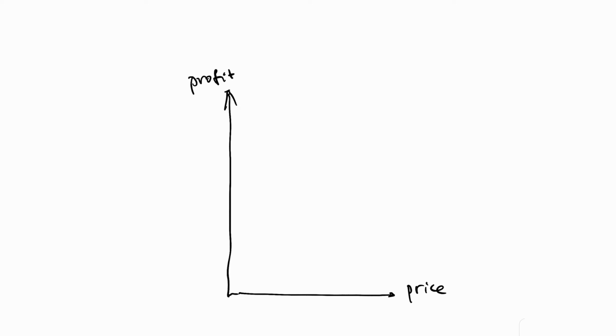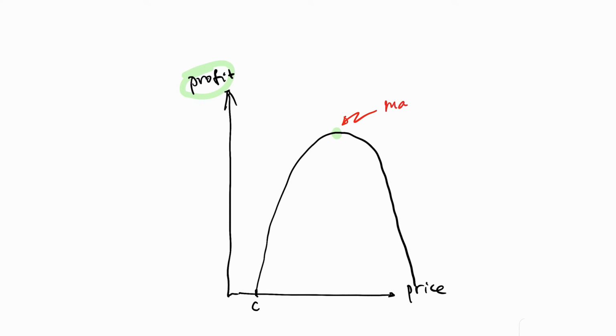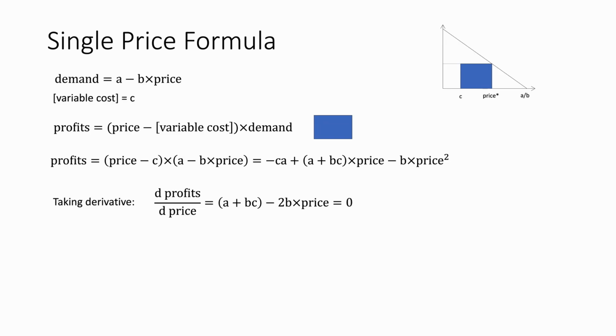That is, when price starts to increase from the variable cost, the profit will go higher because profit margin goes higher. But at some point, when higher price leads to enough demand drop, profit would start to go down with price. So it's an inverted U shape, which is why we want to take the derivative to find the top of this U-shaped curve. We take the derivative of profit with respect to price.